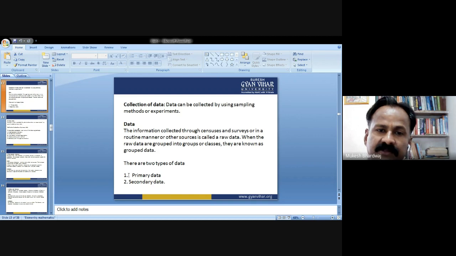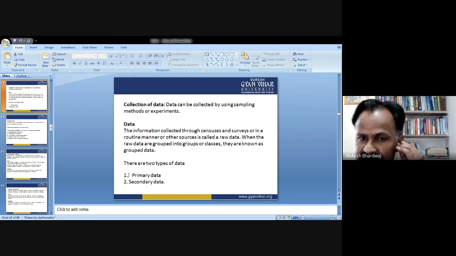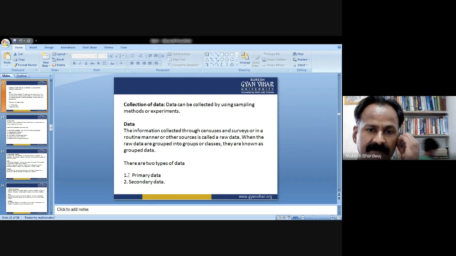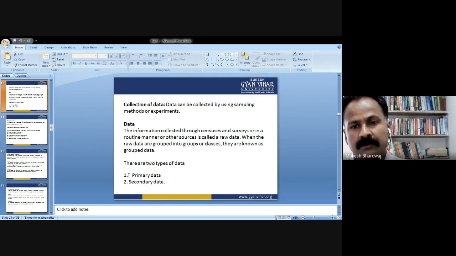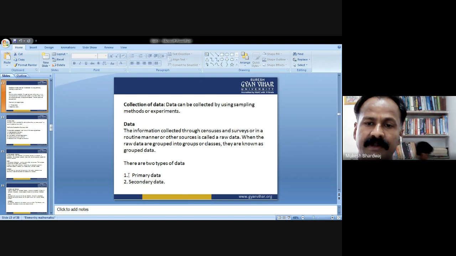Now, first is collection of data. In statistics, we first deal with collection of data. We go for collecting the data first, and after that, try to present that data in some sort of manner. Data can be collected by using sampling methods or experiments. The information collected through census and surveys or in routine manner or other sources is called raw data.